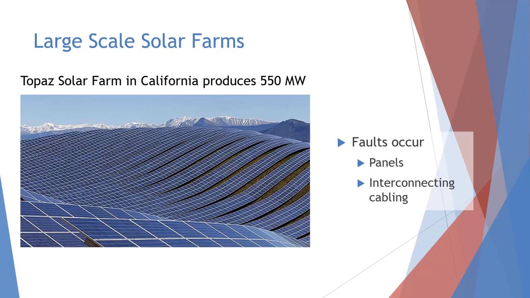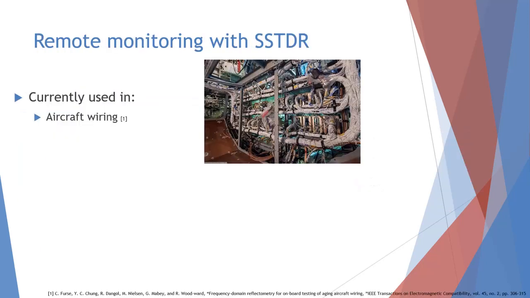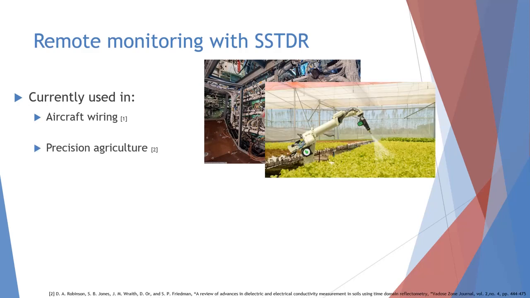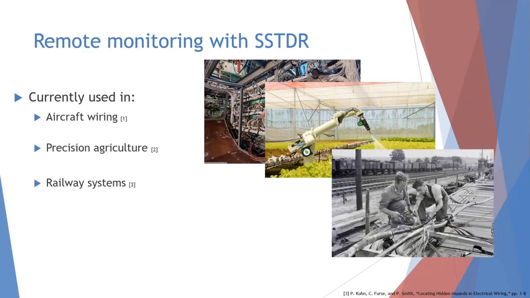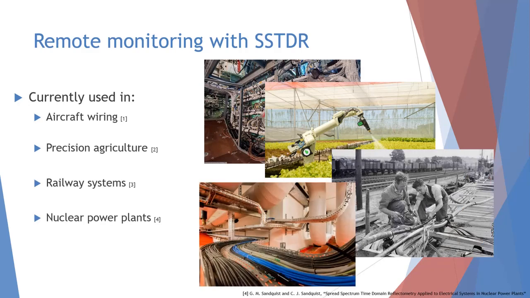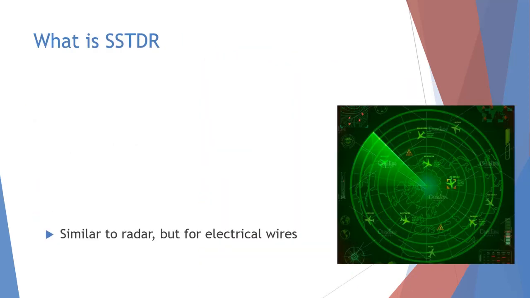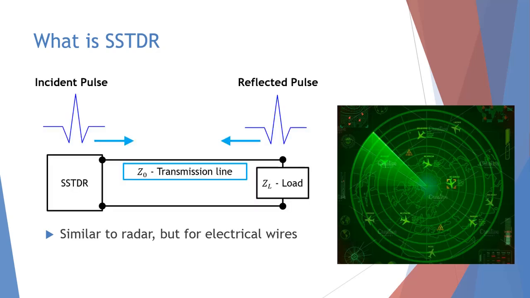Spread spectrum time domain reflectometry, or SSTDR, is already being used in many industries. One of them is the aircraft industry, to monitor the many kilometers of aircraft wiring tucked behind the bulkheads of the airplane. It's also used in precision agriculture, railway systems, and nuclear power plants. So what is SSTDR? SSTDR is similar to radar, but for electrical wires. Here we send an incident pulse into a transmission line and listen for the reflected pulse to come back. We analyze the difference between the incident and reflected pulse to figure out what we ran into, just like what happens with the radar signature.